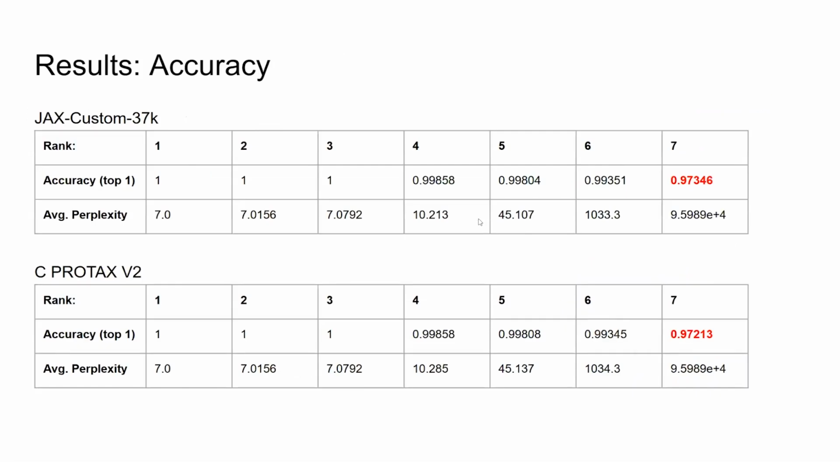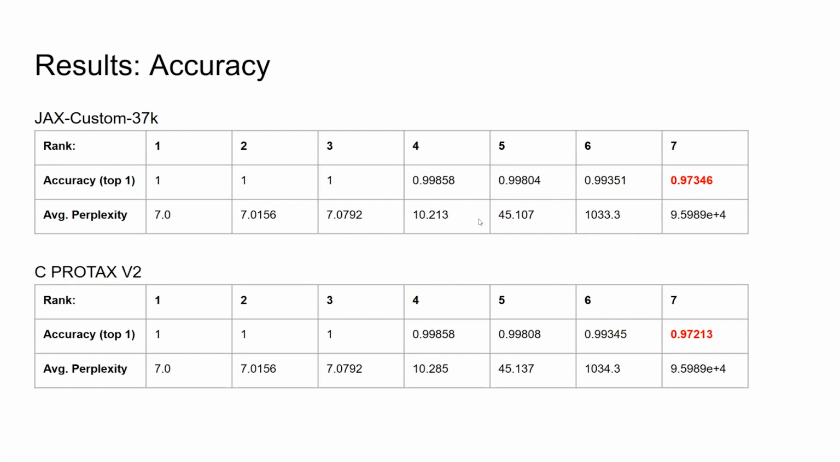And additionally, I've evaluated PROTAX-GPU in terms of its performance and accuracy. For this experimental setup, I've also evaluated it on 37,000 reference sequences, and both models are parameterized with MCMC sampling. The tables here show the performance of each model relative to taxonomic rank, that is, its performance at different depths within the taxonomic tree. And here we're evaluating the model in terms of accuracy and perplexity.